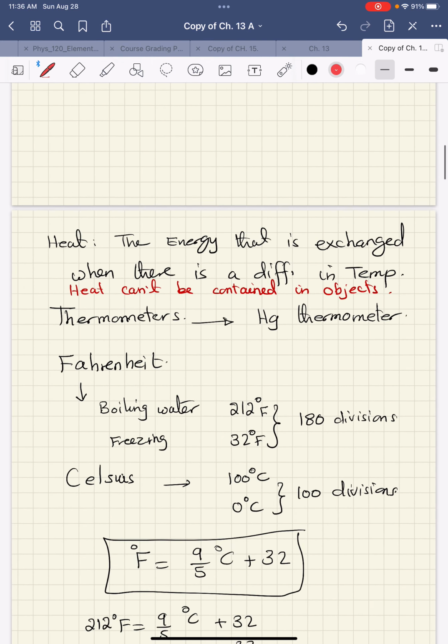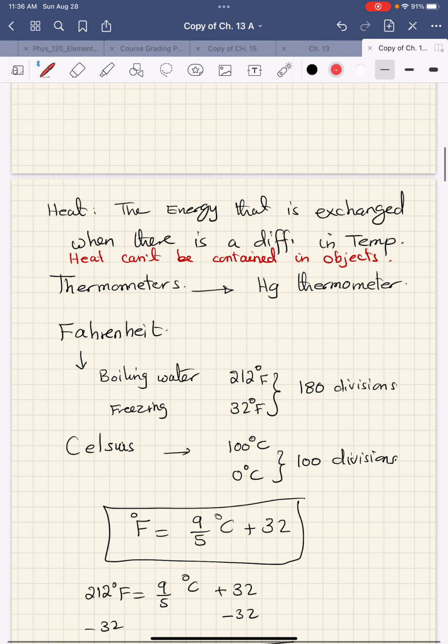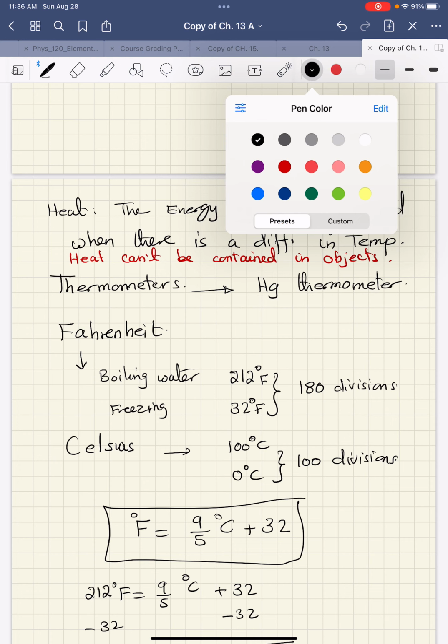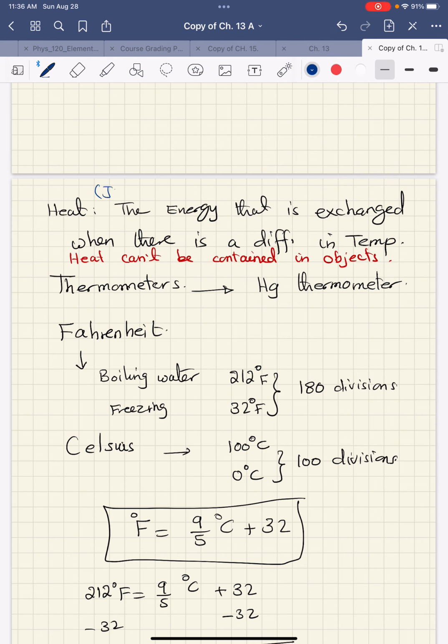On the other hand, heat is defined as the energy that is exchanged when there is a difference in temperature. Heat cannot be contained in objects. The objects cannot contain heat. We are going to talk more about heat later, but based on this definition, we are measuring heat in joules.